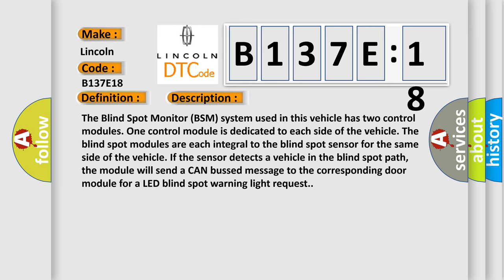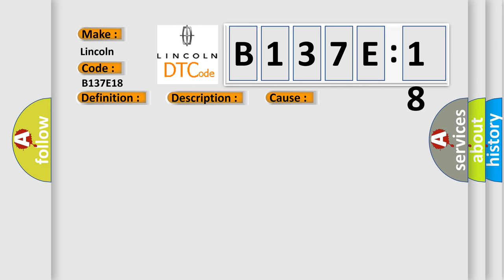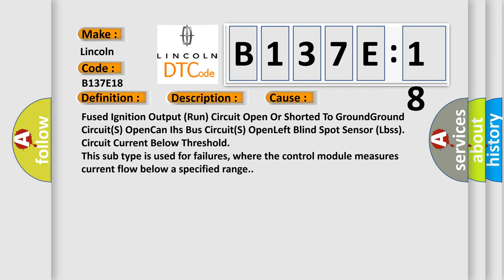This diagnostic error occurs most often in these cases: fused ignition output run circuit open or shorted to ground, ground circuits open, CAN IHS bus circuits open, left blind spot sensor LBS circuit current below threshold. This subtype is used for failures where the control module measures current flow below a specified range.